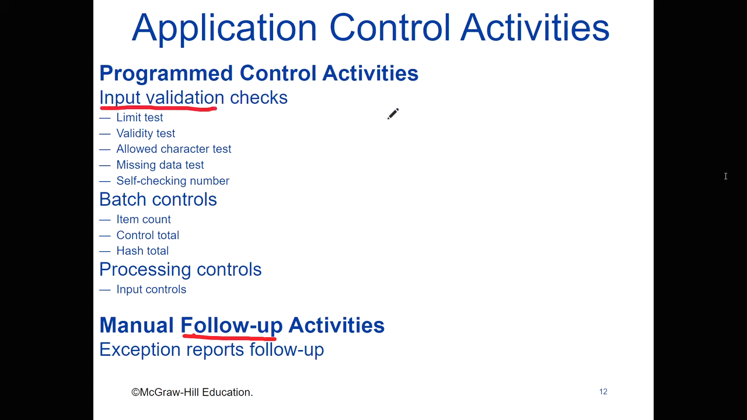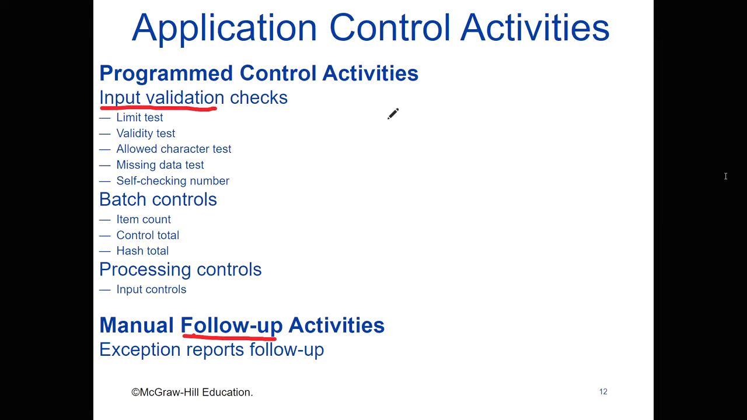Validating the input, right? Limit tests would just be, we shouldn't see a request for a payment above $1 million, or whatever the threshold is for the firm, assuming that's a relatively small firm. As far as a validity test, is it a valid customer number, right? Let's say you're going to put in an accounts receivable and a customer number, well, it has to match up with a current customer number.